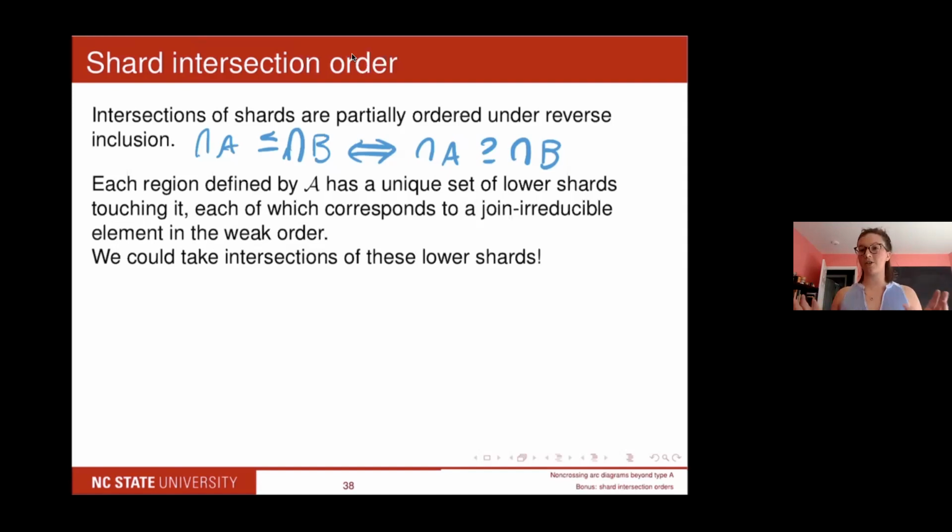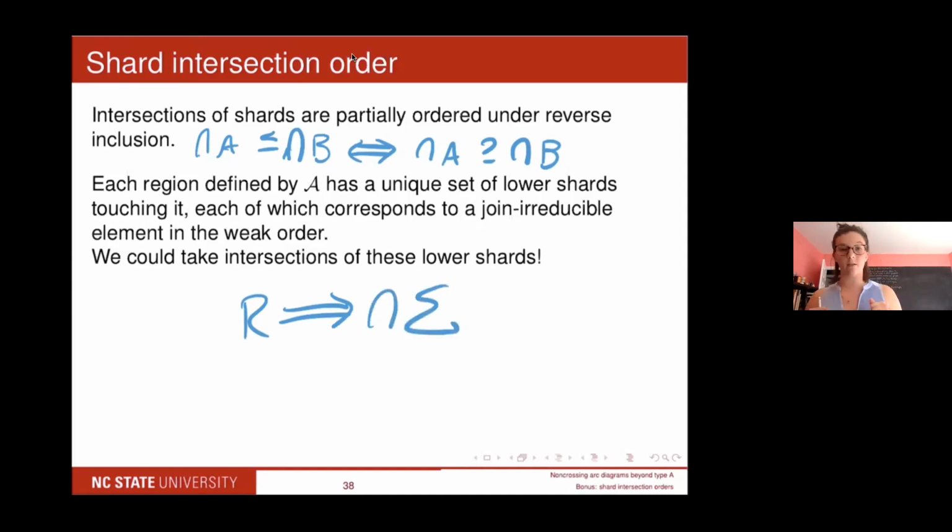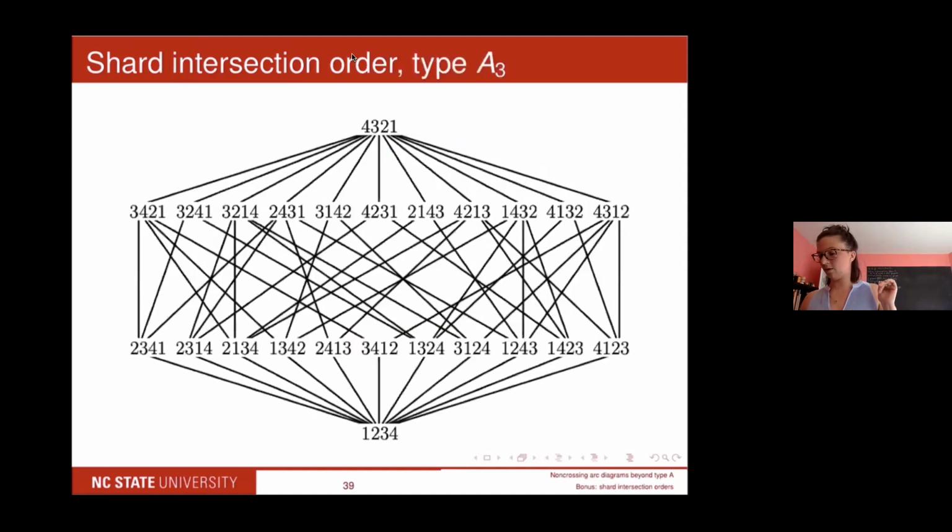And we can take intersections of these lower shards. So we think of a region, and then we think of what are all the shards on the bottom of that region when we think of the base being at the bottom. That's going to get us to an intersection of shards, which we then order using reverse inclusion. This is all a very 30,000 foot view of what we're really doing, but it gives us the following orders.